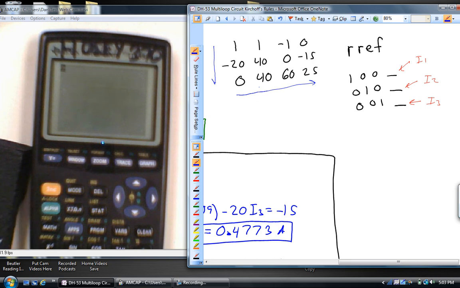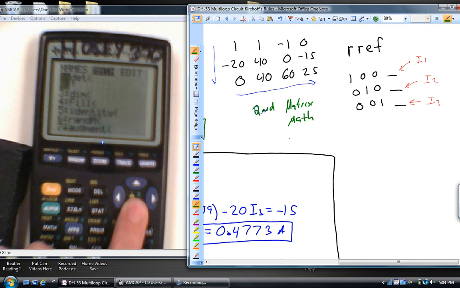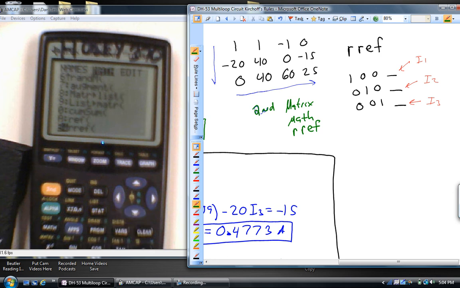You're going to hit second, matrix, and you're going to go over to math, and then you're going to scroll down until you get to the option that is rref. For this calculator, that is B, right there. So I'm going to hit enter.